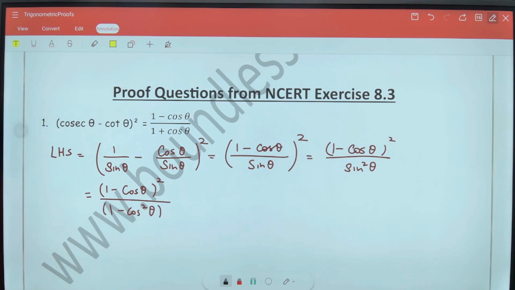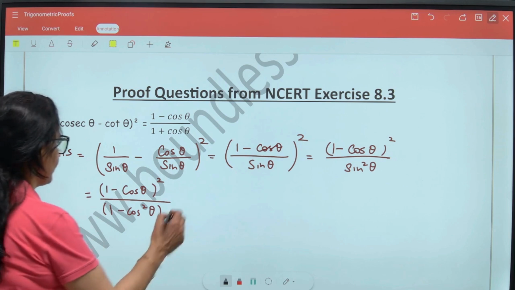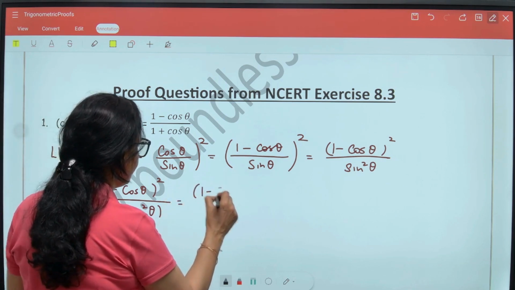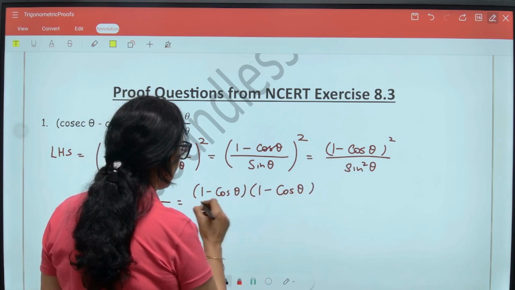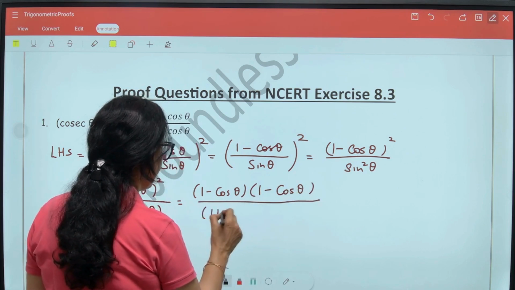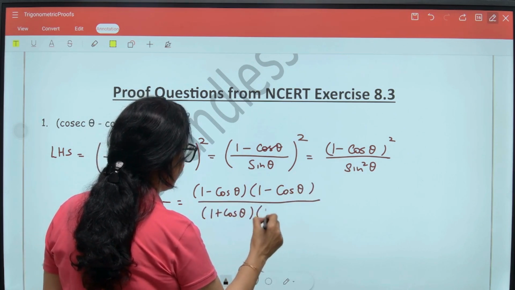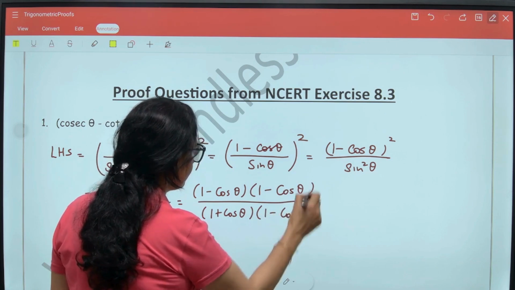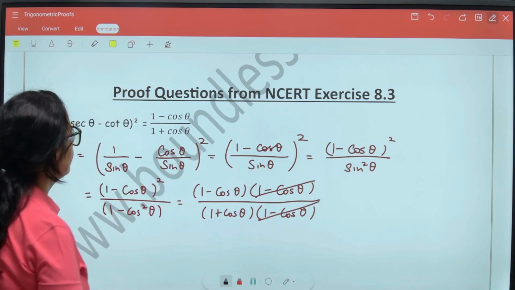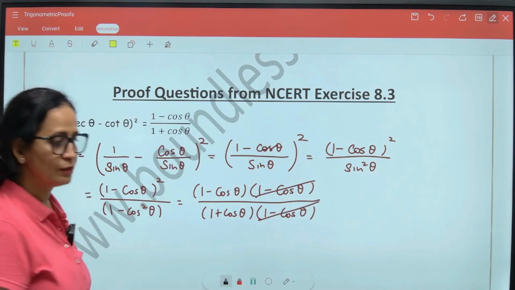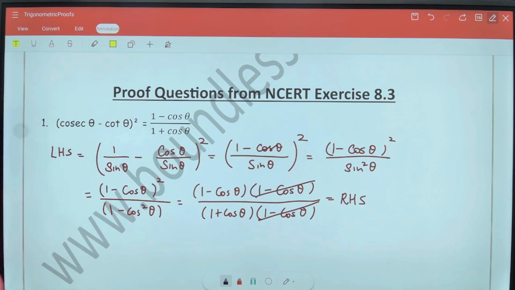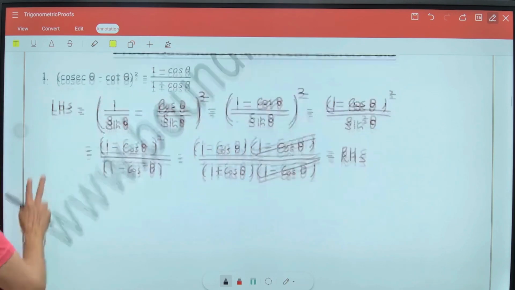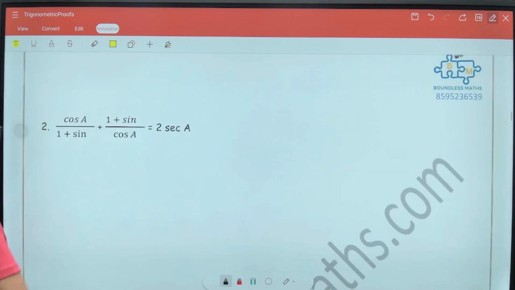sin²θ plus cos²θ is 1. So that means sin²θ can be written as 1 minus cos²θ. Now the numerator has 1 minus cos theta 2 times. And in the denominator a square minus b square, that means a plus b into a minus b. So one of the brackets gets cancelled and whatever is left out is what we have on the right side. So this is equal to the right hand side. Easy?